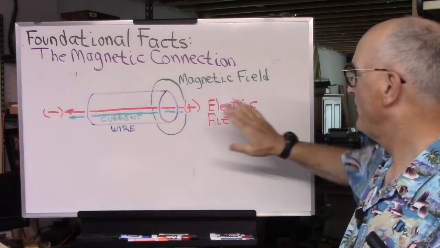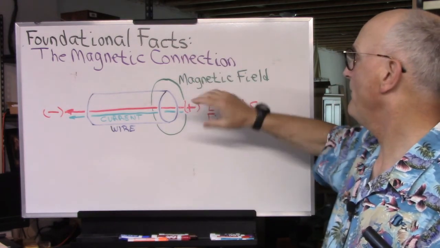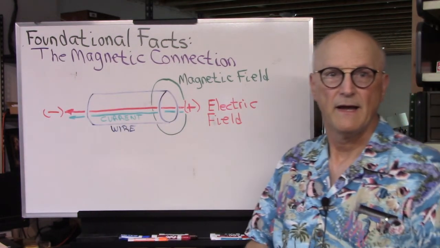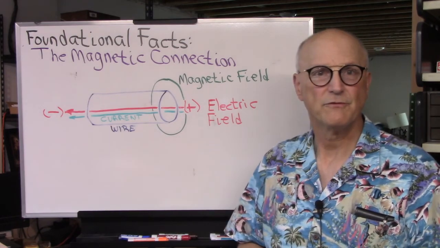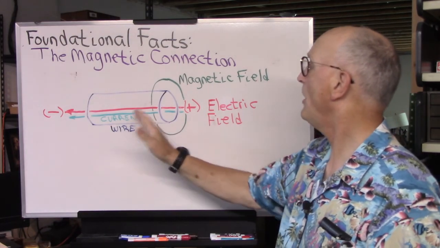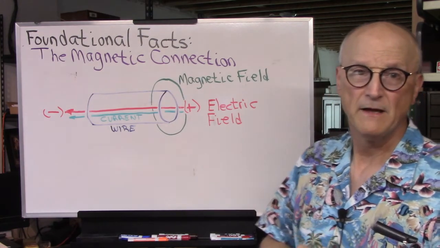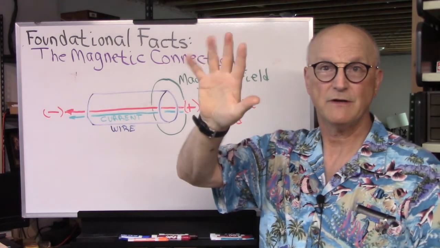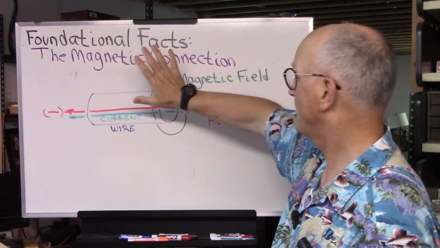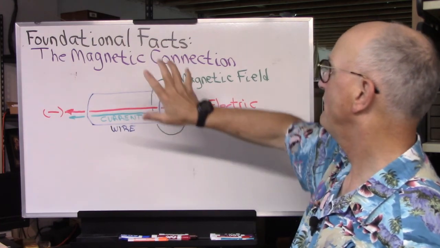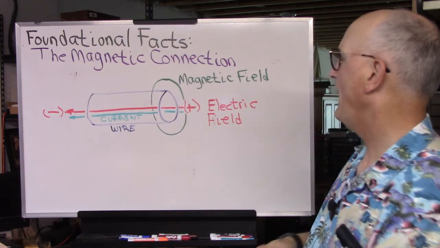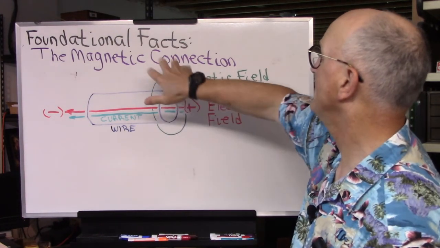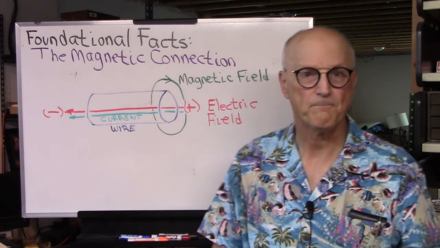Now, the magnetic field is going to be generated around this wire because there is a current flowing through it, and it is at right angles to the current that is causing the magnetic field. The direction of these magnetic lines can be found with what's called the right-hand rule. So you take your right hand, you stick your thumb in the direction of the current, you wrap your fingers around the conductor, and your fingers then point in the direction of the magnetic field around that wire.